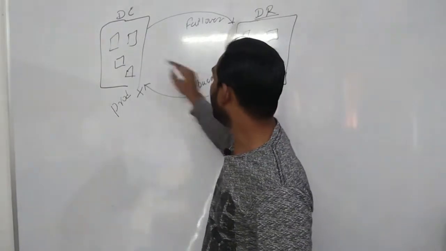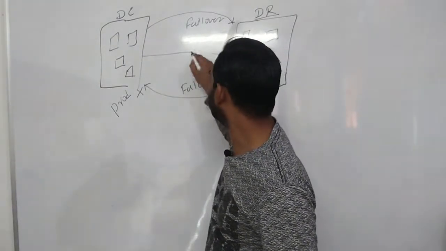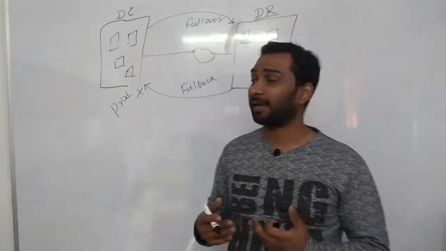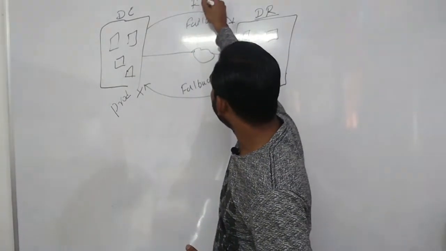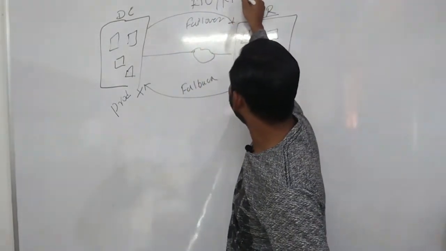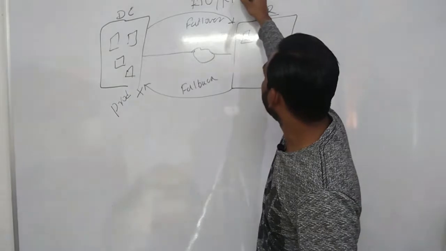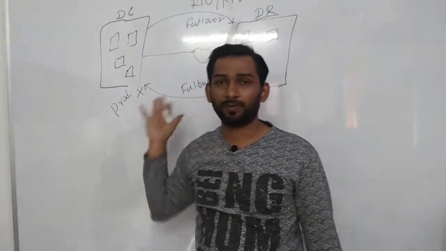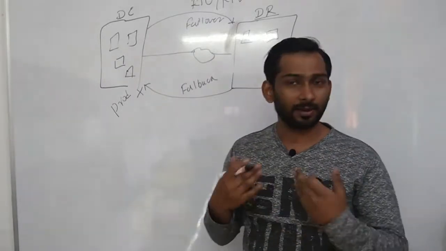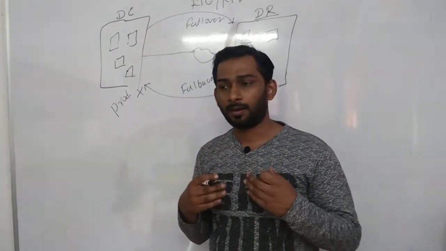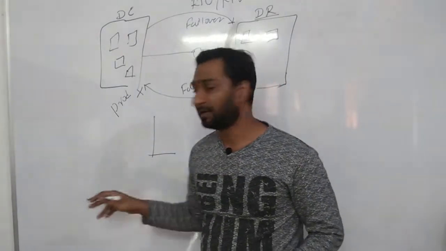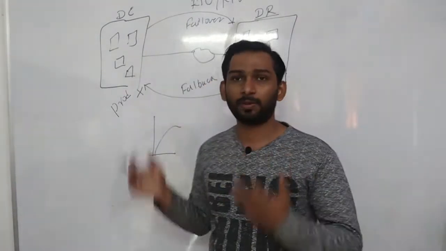How to have connectivity between these two sites? We will be talking about those things: disaster recovery network planning. What is the RTO and what is the RPO for failover? How to plan and think about the RTO and RPO? How do you do the RTO versus RPO mapping? There is a chart, and we will be talking about that in detail as well.